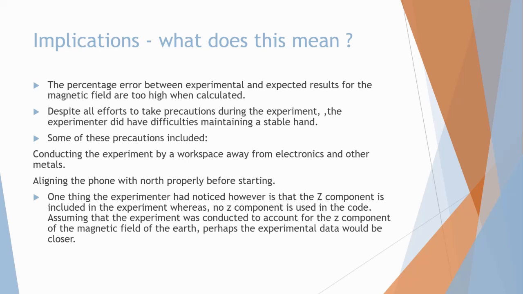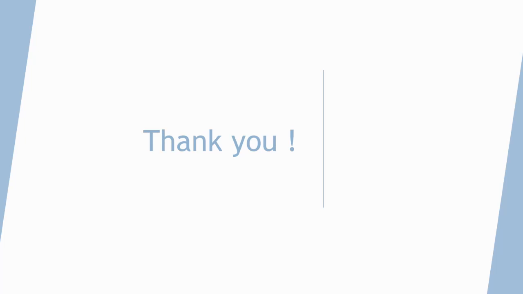One thing the experimenter had noticed, however, is that the Z component is included in the experiment, whereas no Z component is used in the code. Assuming that the experiment was conducted to account for the Z component of the magnetic field of the Earth, perhaps the experimental data would better match that of the expected data.